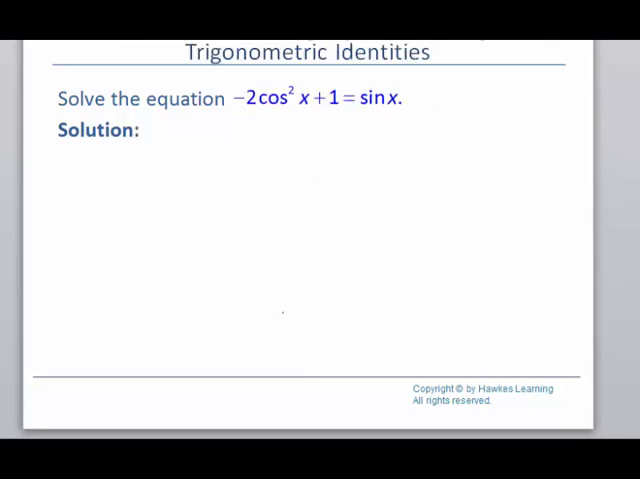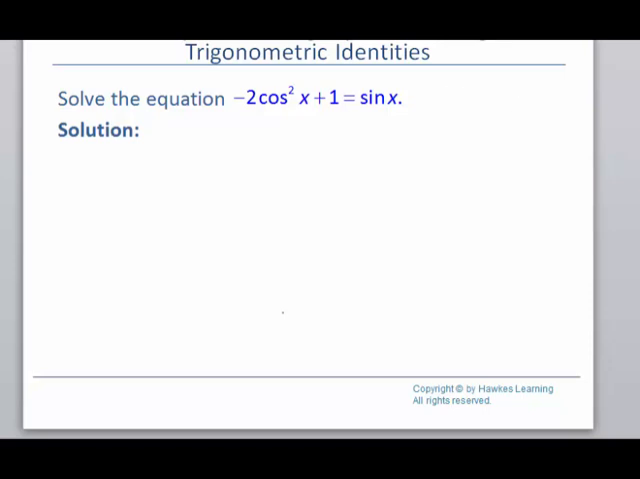Okay, so the last example that we're going to look at here asks us to solve the equation -2 cosine squared x + 1 = sine x. And we start to see a problem creeping into this because we have 2 different functions. We have a cosine and we have a sine. This is similar in an algebra class to you having an equation that looks like this, where you have an x and a y and you being told to solve it.